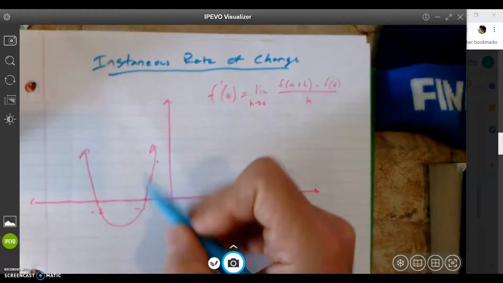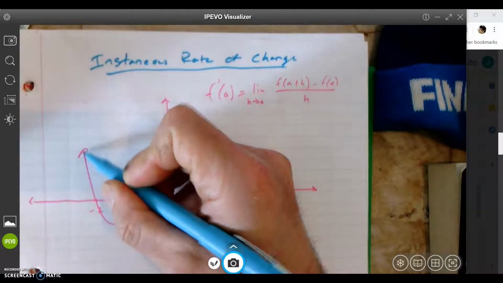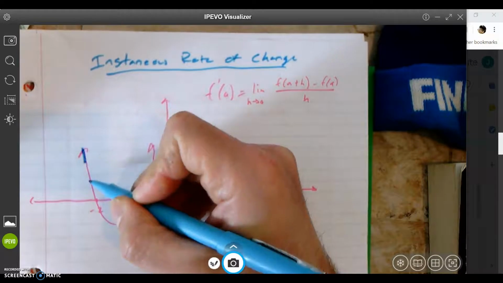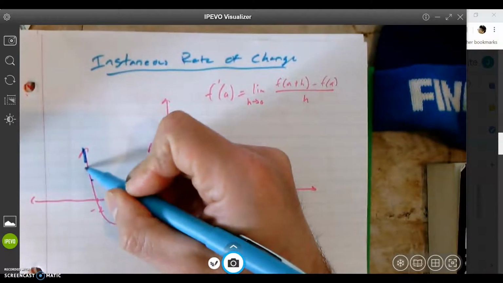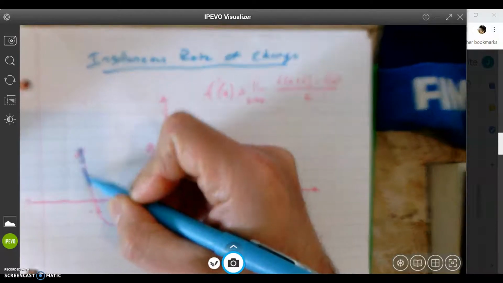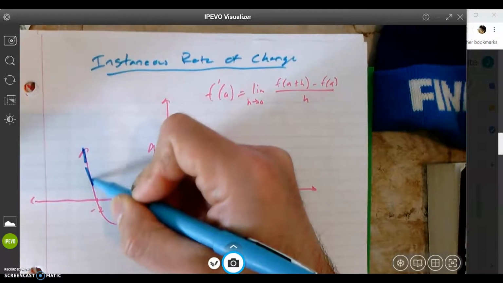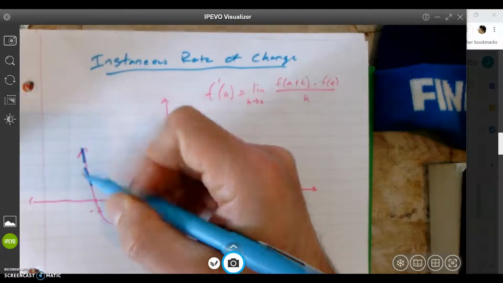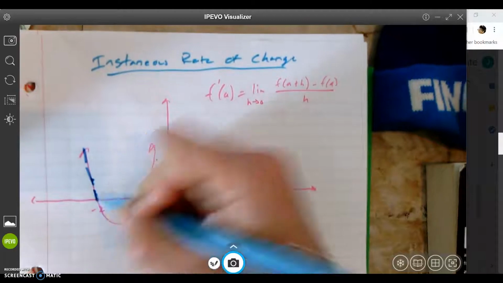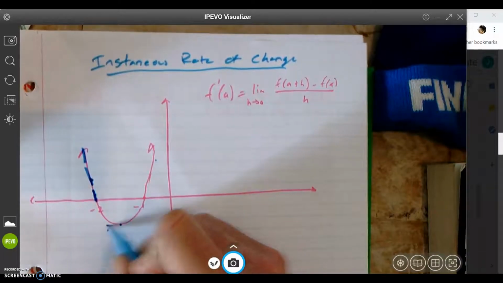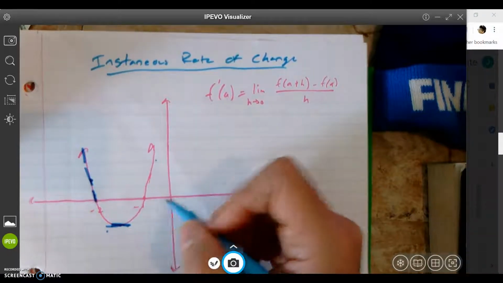So if I want to know the rate of change, here's a parabola, right? The rate of change at any point is different. So like over here, the slope of a point here is negative. The point here is also negative. And then the point down here, this slope is 0.